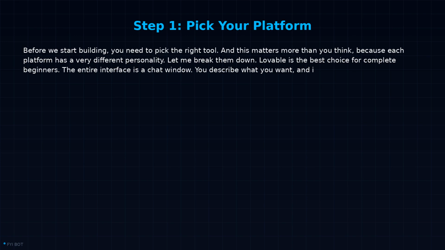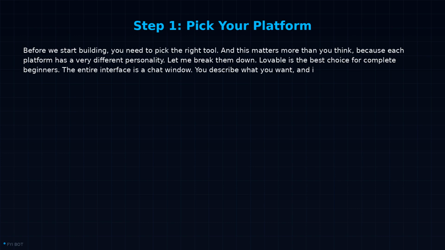Bolt.new is the speed champion. It can generate a working app in under 7 minutes. It runs entirely in your browser using web containers, so there's zero setup. But here's the catch: the code quality is inconsistent. Sometimes it builds a great app. Sometimes it picks the wrong framework or uses local storage instead of a real database. It's best if you have at least some technical knowledge to fix things when the AI gets confused.